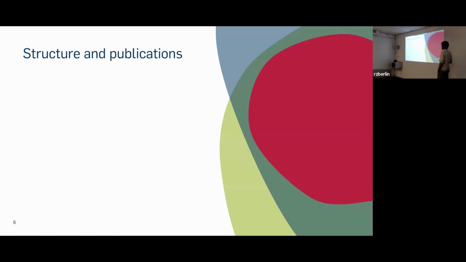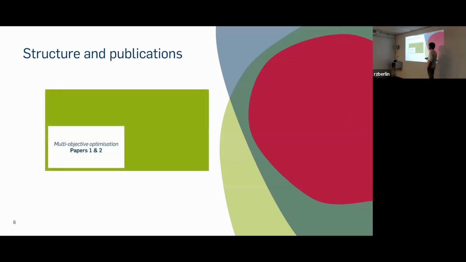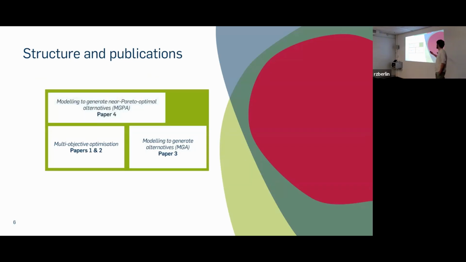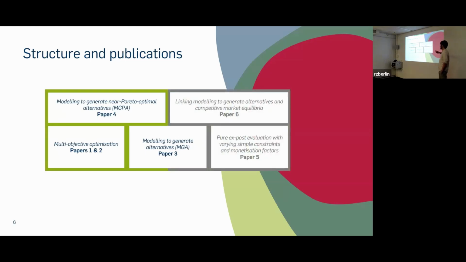How did I actually address these questions? I worked on 2 papers that deal with multi-objective optimization, then 1 paper that deals with MGA, and a 4th one that deals with that kind of combined approach of the 2. And I will talk about these today, and then there are 2 others which I will also not talk about today at all. And to set the expectation, I will really focus on methods today, so I won't say anything about any specific assumptions or data that underlie the models I'm using.